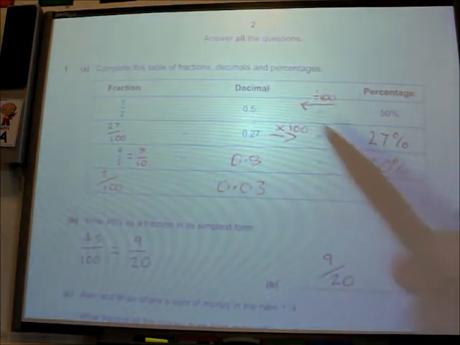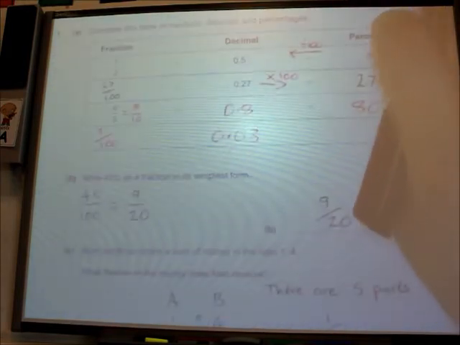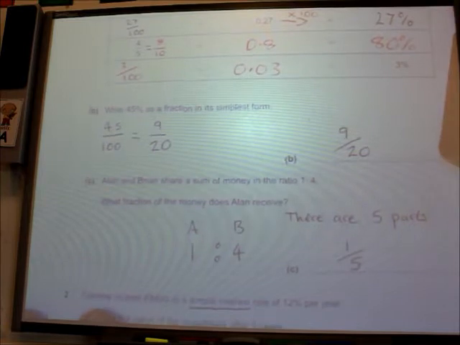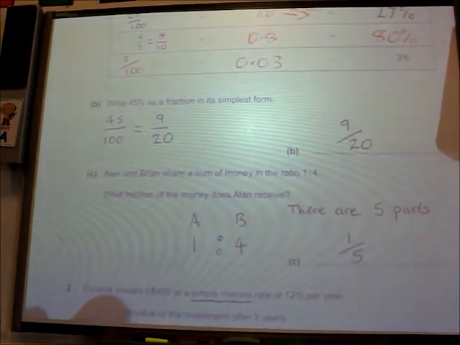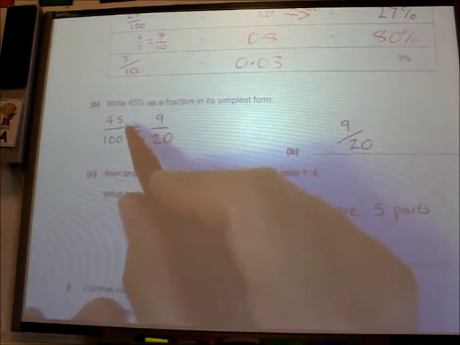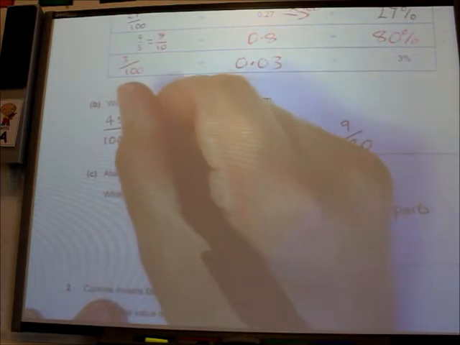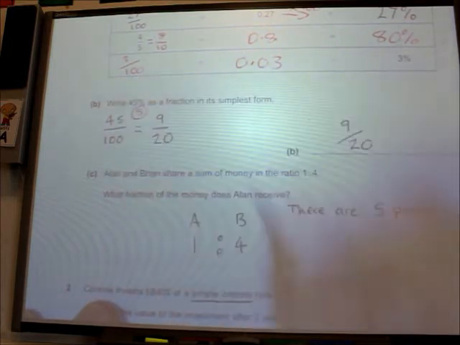It's really important you know those, not just for questions like this, but to be able to answer fractions and decimals questions confidently. Next one, write 45% as a fraction in its simplest form. Well, we use the same method. Percent means 100, so 45 out of 100, and it simplifies to 9/20 because 5 goes into them both.